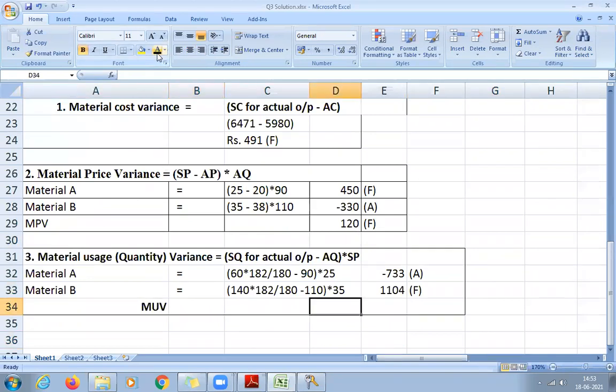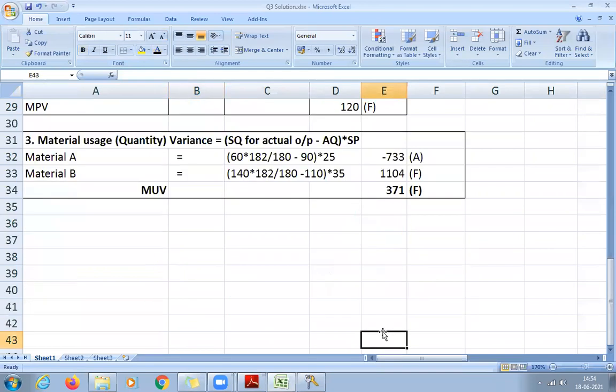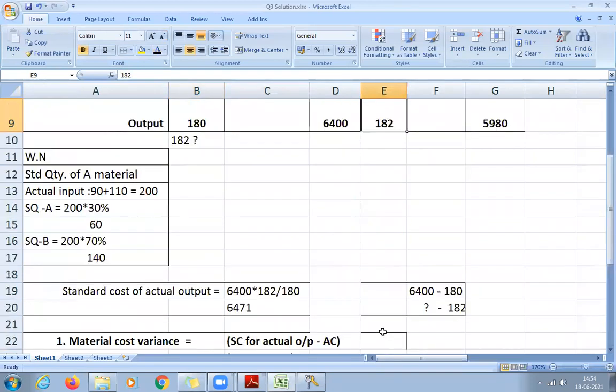371. Adverse or favorable? Favorable. So 371 favorable. So the cost variance is favorable for 491, and material price also is favorable, and material usage also is favorable. So that means the company is doing good. They're able to control the cost and quantity.